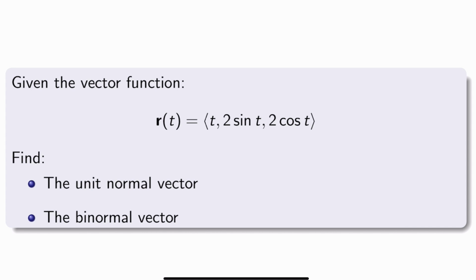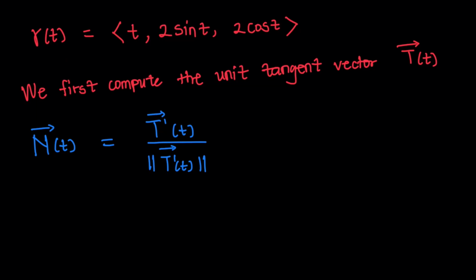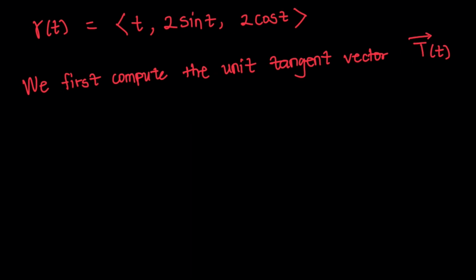So here we are to compute the unit normal vector and the binormal vector given the vector function t, 2 sine of t and 2 cosine of t. To compute the unit normal vector, we first have to compute the unit tangent vector. Let's first compute the unit tangent vector. So we are going to have r prime of t to be given as 1, 2 cosine of t, minus 2 sine of t.